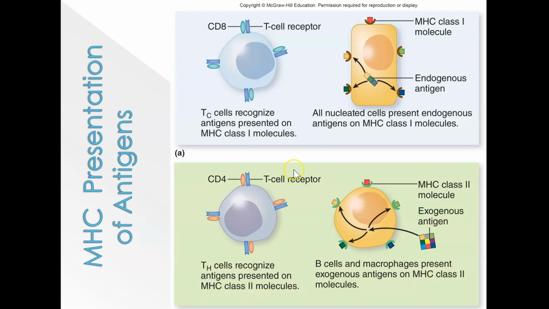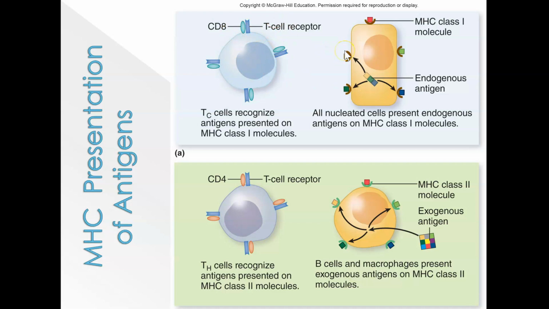So here we have some random cell of our body, an epithelial cell or muscle cell, whatever it might be, and it has proteins. Remember, all of our cells have proteins inside. They're self-proteins. As part of its normal life process, as these proteins fall apart, they're going to get associated with MHC class 1, and they're going to be presented on the surface of this cell.